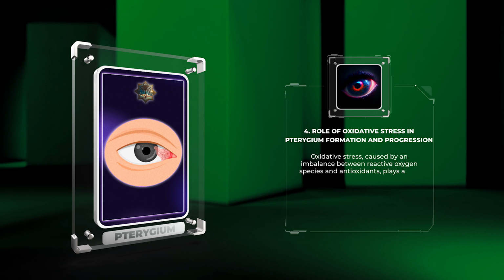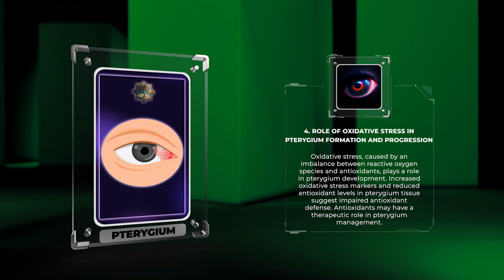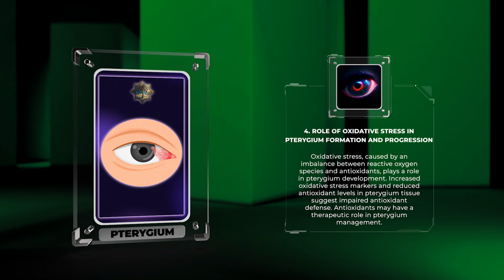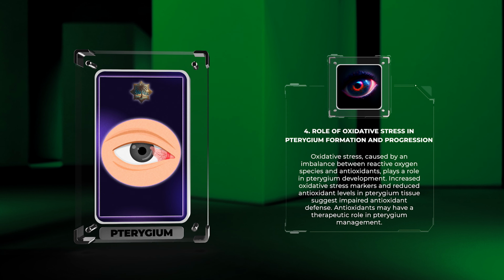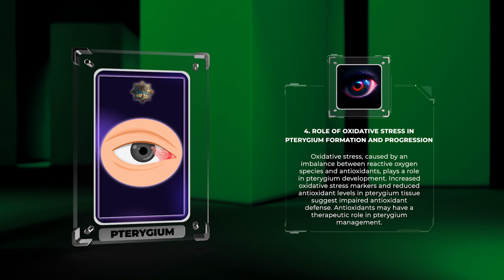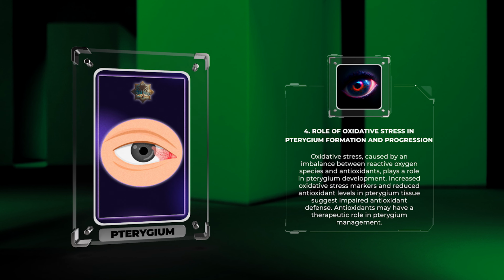Oxidative stress, caused by an imbalance between reactive oxygen species and antioxidants, plays a role in pterygium development. Increased oxidative stress markers and reduced antioxidant levels in pterygium tissue suggest impaired antioxidant defense. Antioxidants may have a therapeutic role in pterygium management.